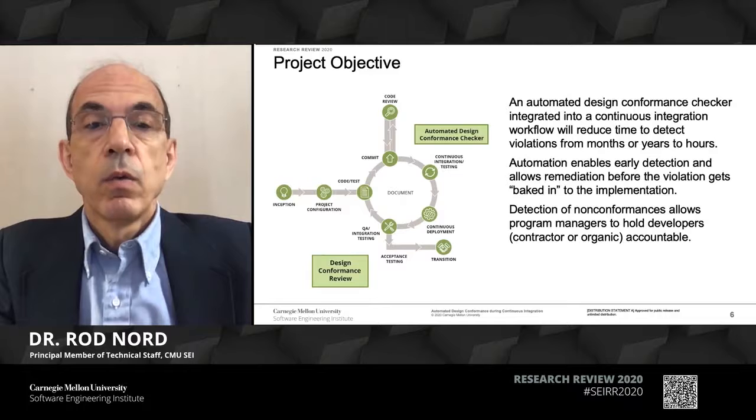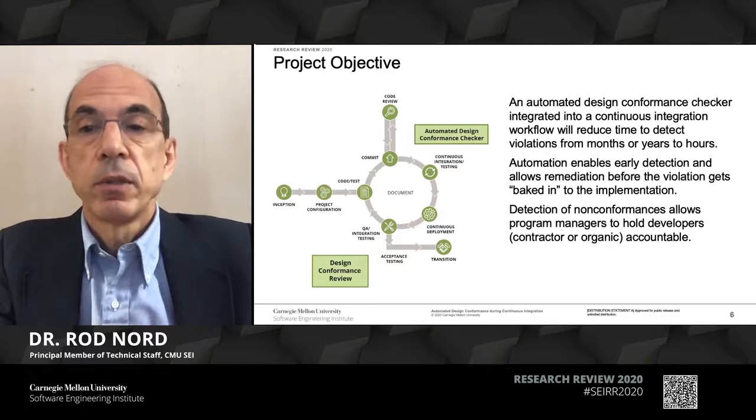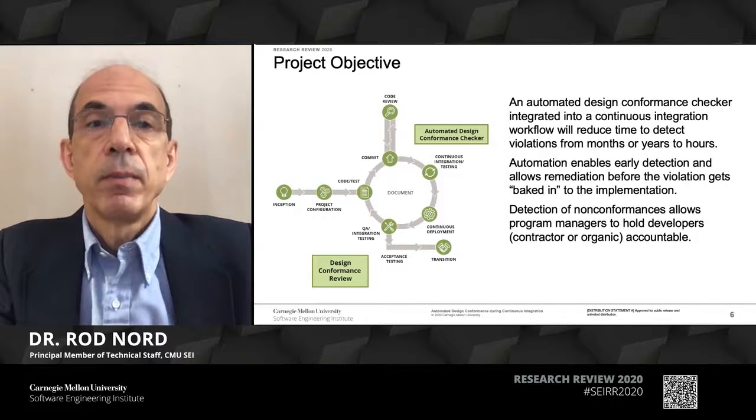Detection of nonconformances during a design conformance review, in conjunction with acceptance testing, allows program managers to hold developers accountable. We're bounding our focus to MOSA properties. These are hard or impossible to test, and critical as the government moves to more iterative capability delivery. That said, the work has applicability to many properties.